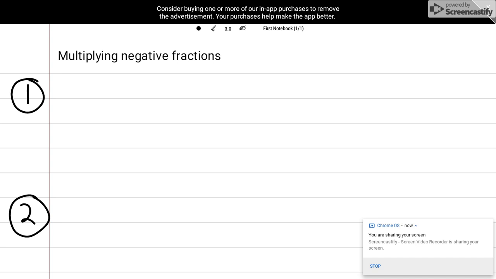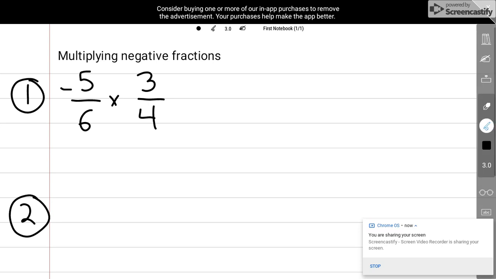So in my last video, I went over how to multiply fractions, very basic. So today we're going to add in a negative value. So let's look at my first problem. Let's do negative 5/6 times 3/4. So again, we are going to be multiplying straight across on my numerators and straight across on the denominators.